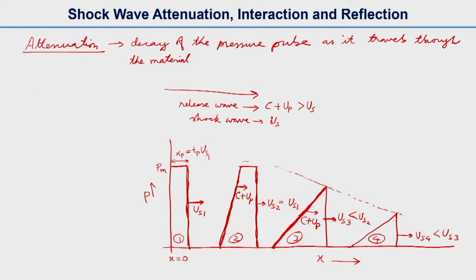So after the pulse duration becomes 0, the pulse duration being nothing but Tp, once Tp becomes 0, the pressure starts to reduce.